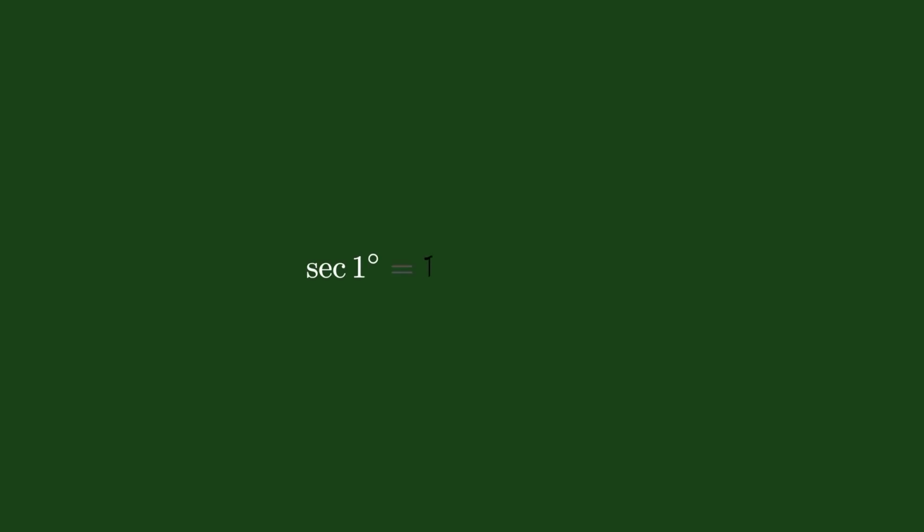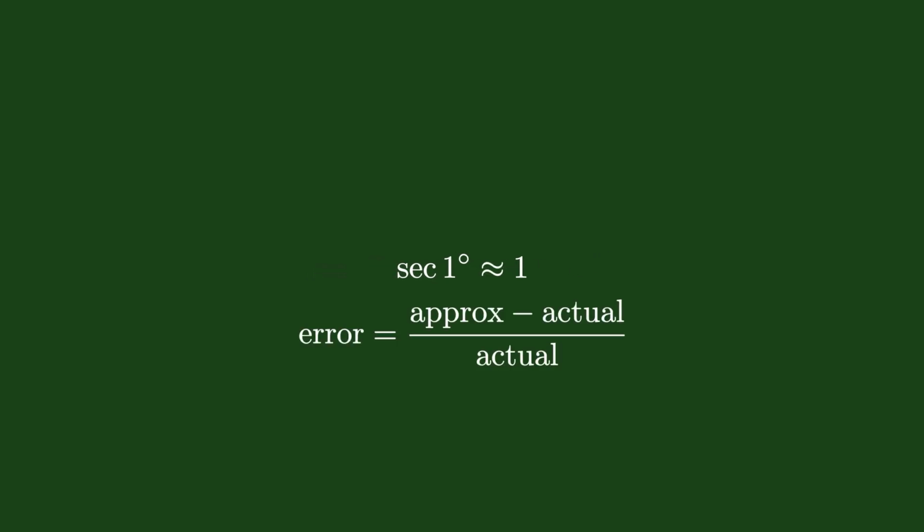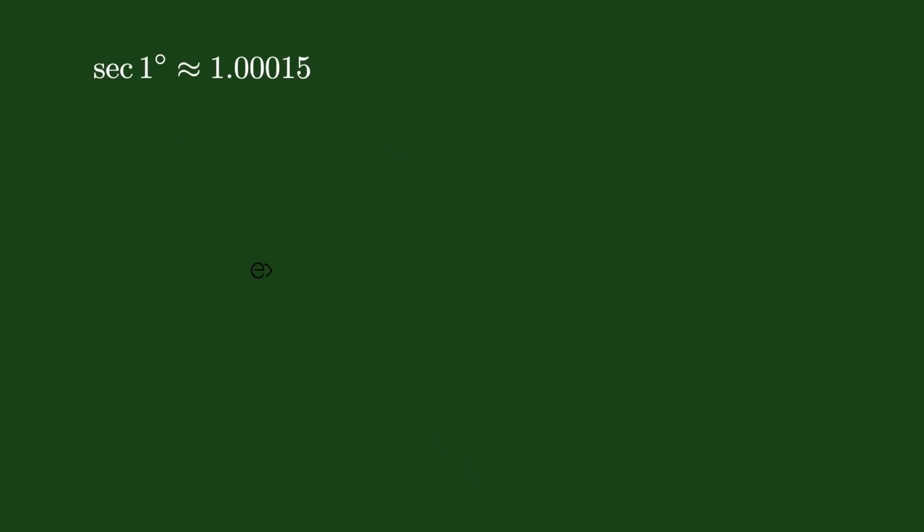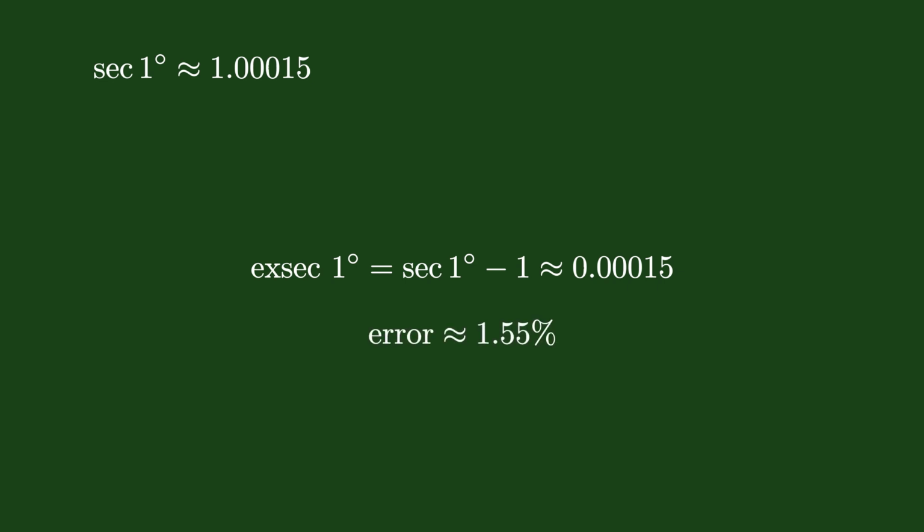So the secant of 1 degree is 1.00015, which is obviously very close to 1. So if we round it down to 1, the error is 0.015%. But if we use that approximation to calculate the EXSECANT of 1 degree, we get 0.00015, which is a 2% error from the actual value.